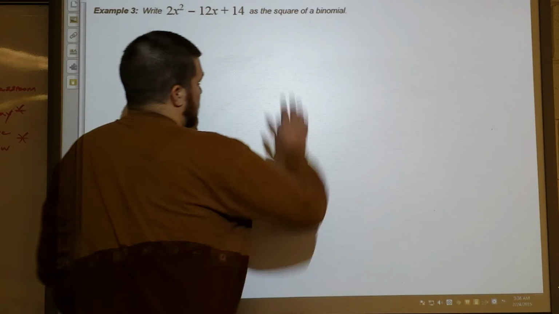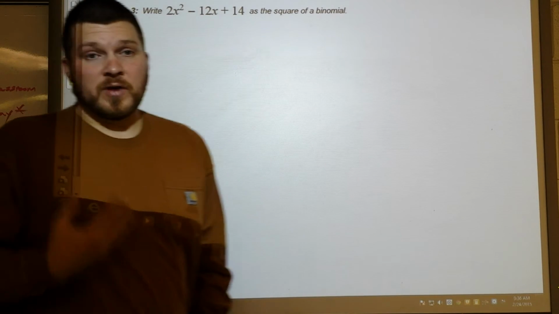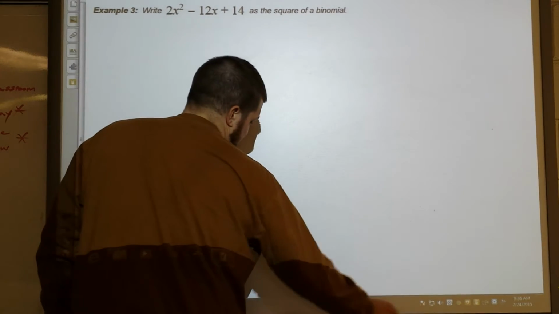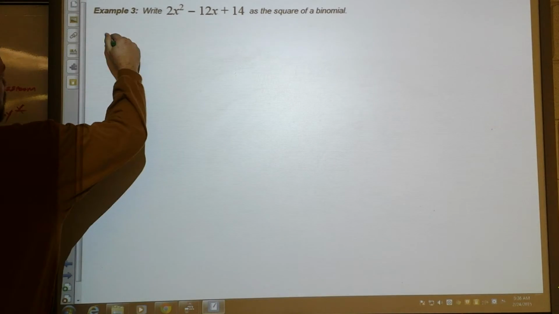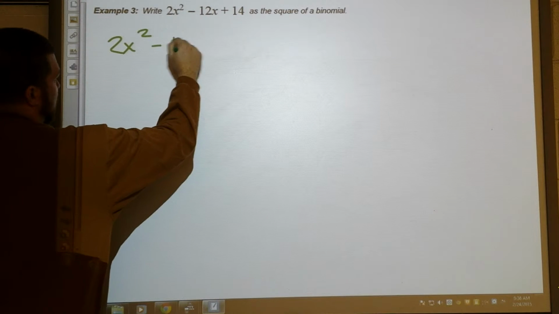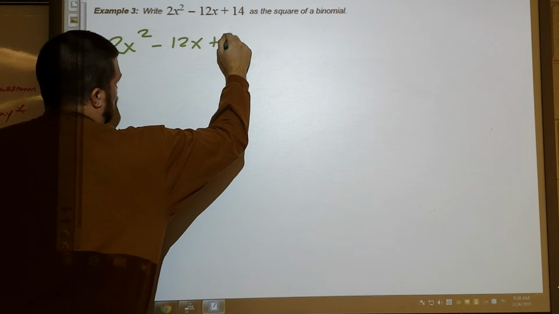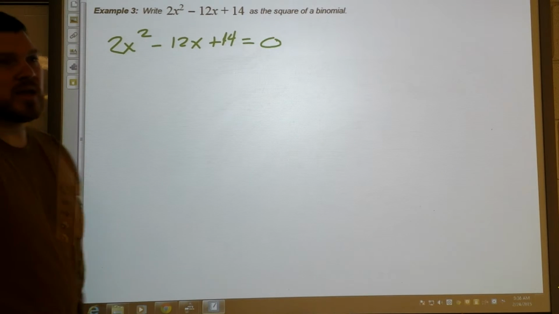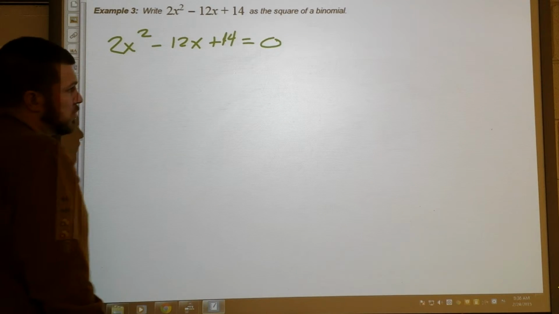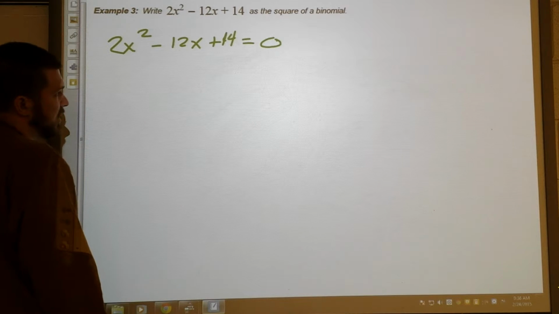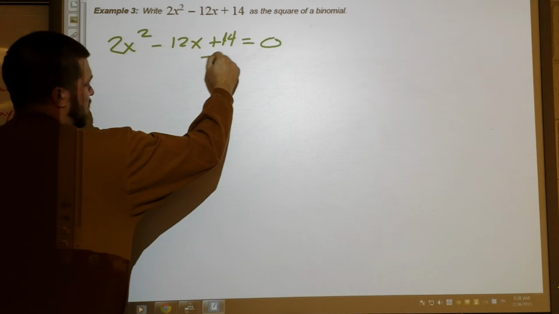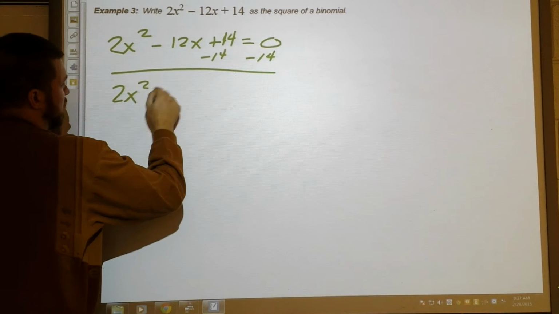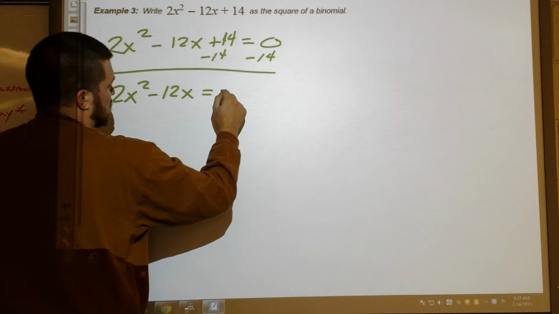So again, we want to write this as the square of a binomial, so very similar to what we did in the previous example. Okay, so the very first thing we want to do is set up our equation. 2x squared minus 12x plus 14 equals 0. We want to start by getting x squared plus bx by itself. I'm going to subtract 14 first. So I have 2x squared minus 12x equals negative 14.